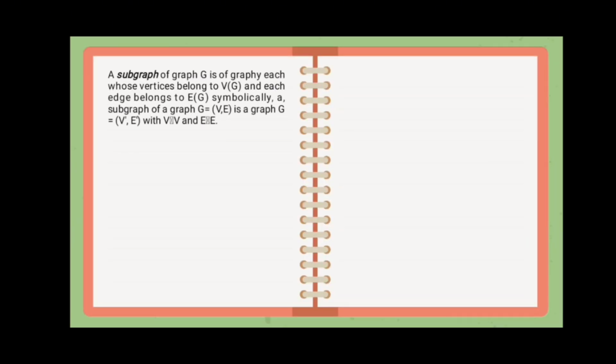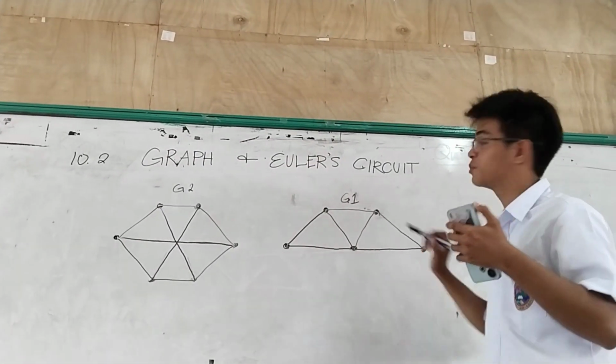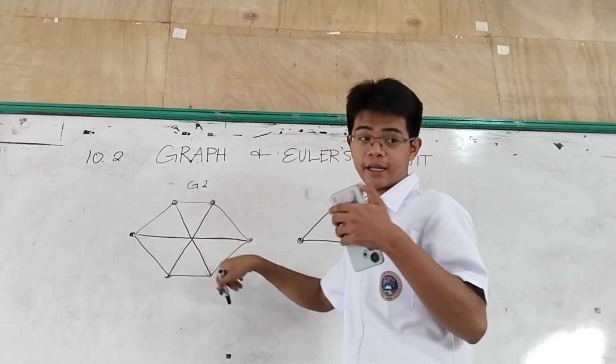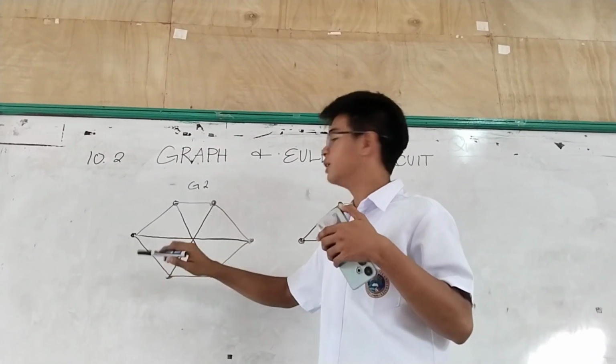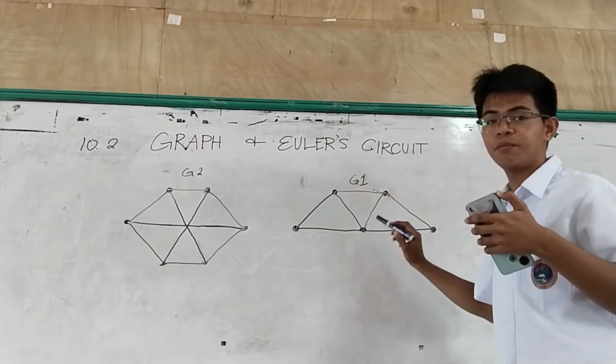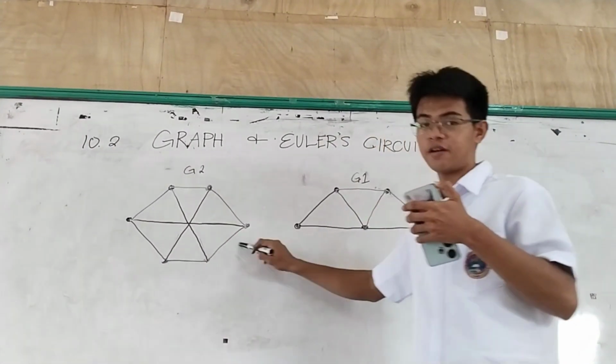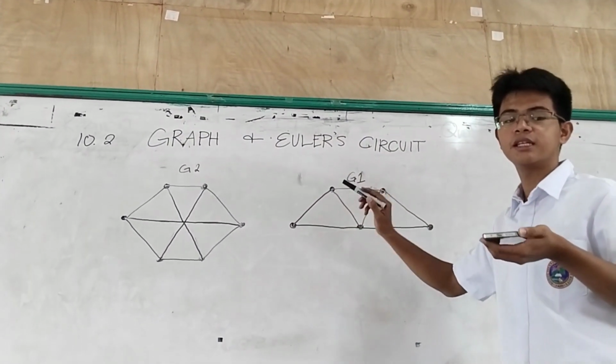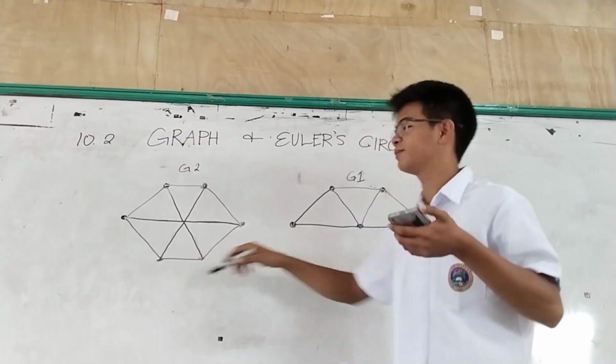A subgraph. A subgraph of graph G is a graph whose vertices belong to the vertex set of G, and each edge belongs to the edge set of graph G. Symbolically, a subgraph of graph G equals (V, E) is a graph G prime equals (V prime, E prime), with V prime a subset of V and E prime a subset of E. So, this graph is an example of a subgraph. As said earlier, this is a regular graph, and the subgraph is a part or half of the regular graph. That is why it is called a subgraph.